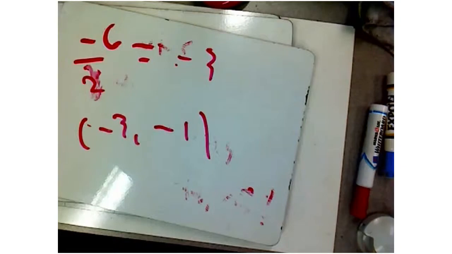Exactly. So again, if you have one real solution, that means your vertex is touching the x-axis. Now, two real solutions, well, we've already seen that. What does that look like? Right, it touches twice.